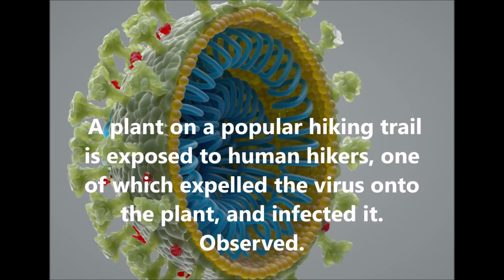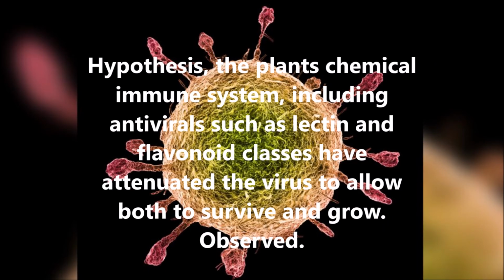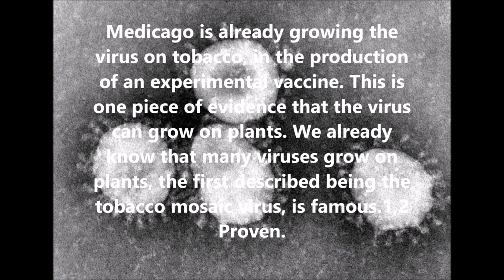The next hypothesis was the plant on a popular hiking trail by observation was exposed to human hikers, one of which expelled the virus onto the plant and infected it. This was observed, measured, and tested by serology. Another hypothesis, the plant chemical immune system, including antivirals, could attenuate the virus to allow both the plant and the virus to survive and grow.